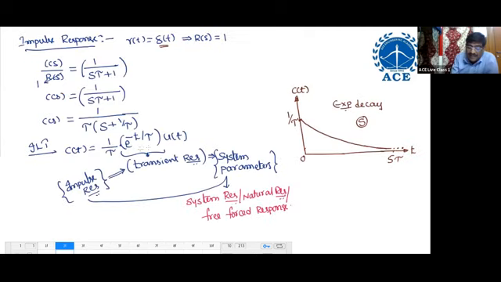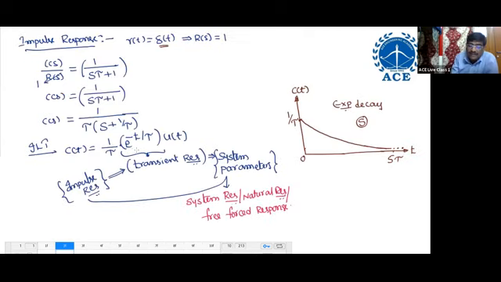Is there any steady state term here? There is no steady state term. At 5 tau itself it becomes 0, after 5 tau almost 0. That means there is no input as well as no output at t tends to infinity.